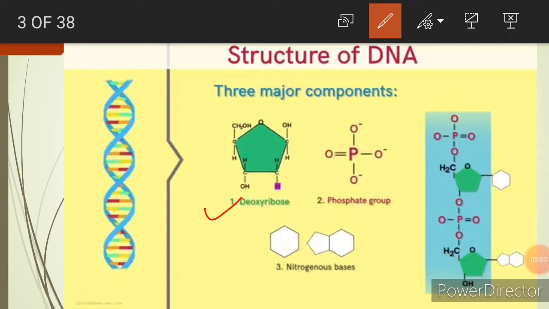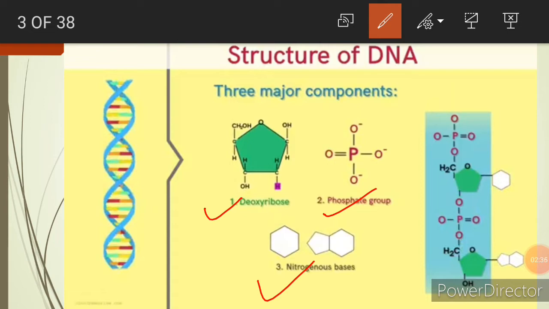Now see the second component. Second is phosphate. This helps bind the two deoxyribose molecules together. The third and the fifth carbon atoms of adjacent deoxyribose molecules are bound by the phosphate groups. Lastly, the third component: the nitrogenous base forms the core of the double helix.